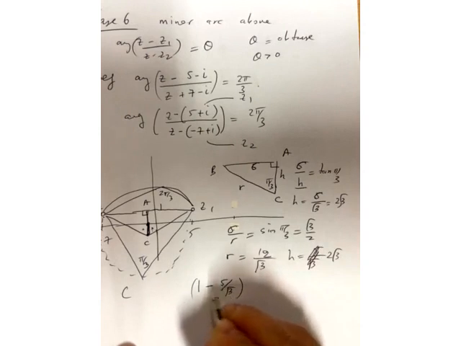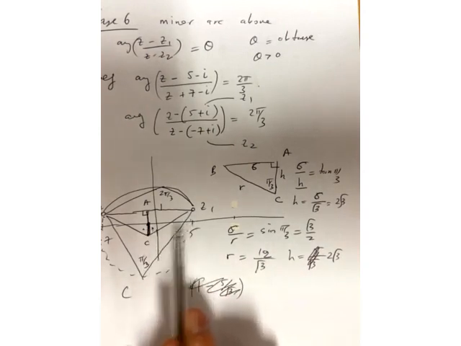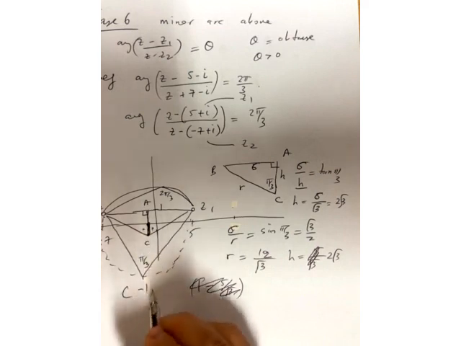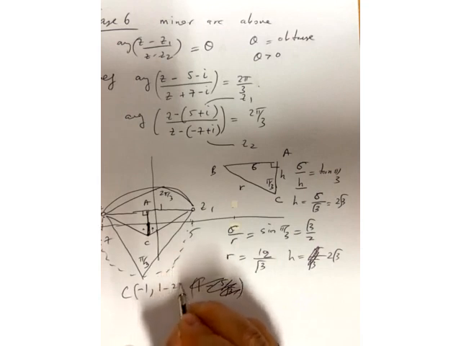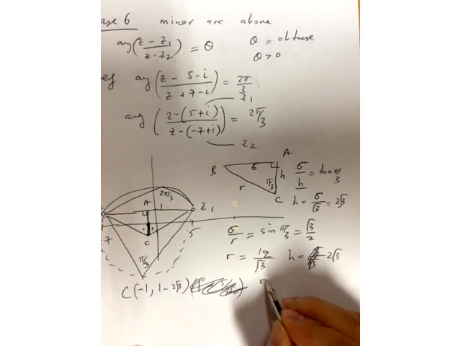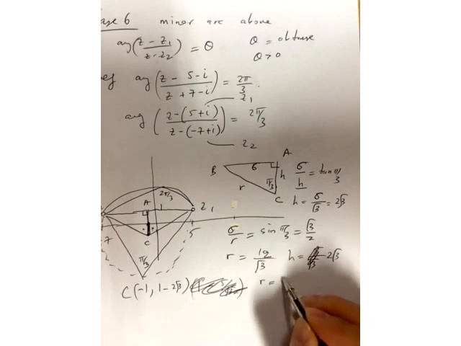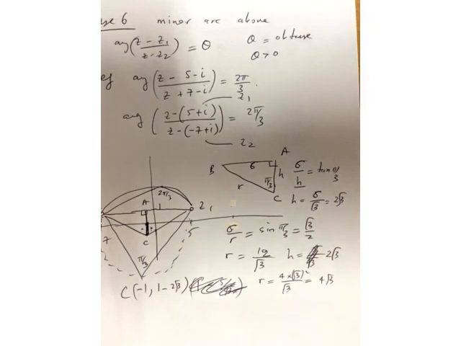So the center, because that's 6 units, is actually going to be minus 1. Six units from 5 is minus 1. And the height of it is actually 1 minus 2 root 3. So that's where the center is. The radius is 12 over root 3, which is 4 times root 3 squared on root 3, so that's just going to be 4 root 3.